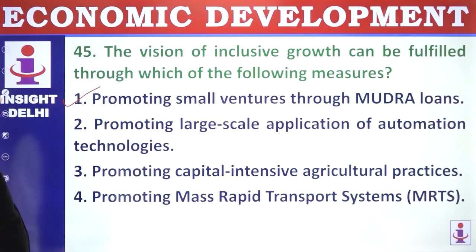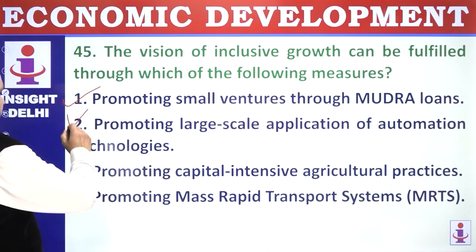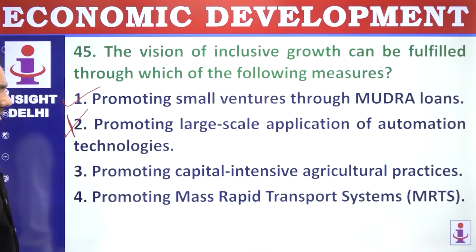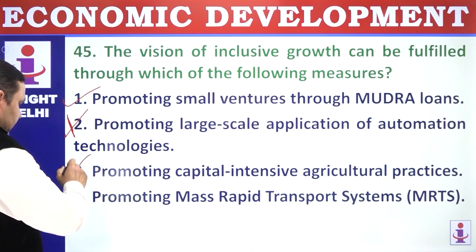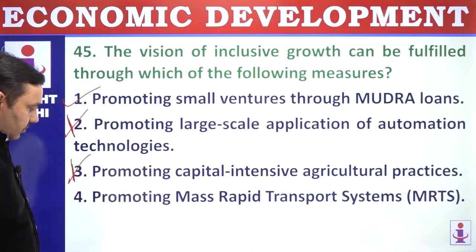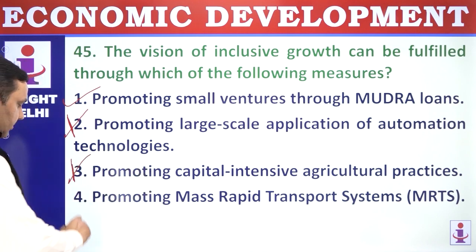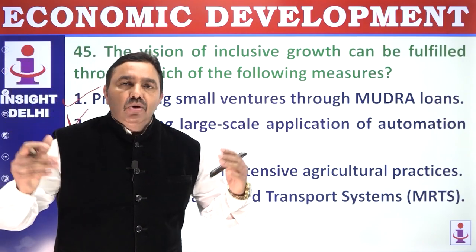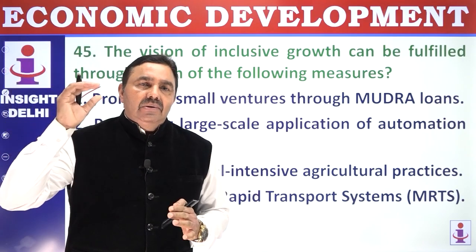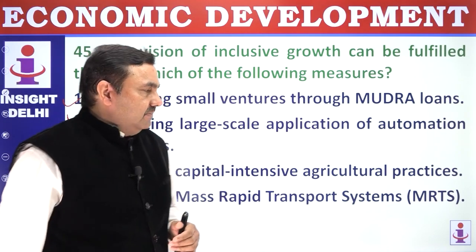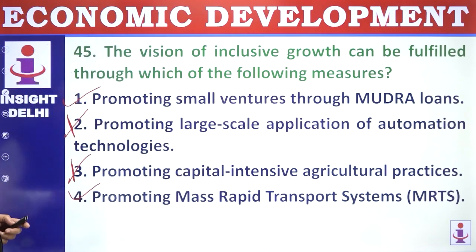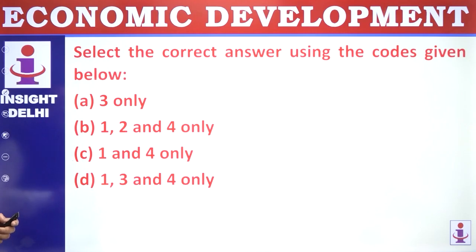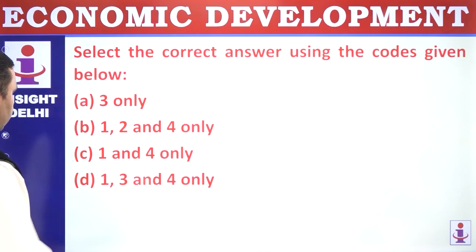Promotion of large scale application of automation? No, automation should be avoided, and manual production should be increased. Promoting capital intensive? No, non-capital intensive, because then only people can get jobs. Promoting mass rapid transport system so that villagers and people living in remote areas can come and work in cities and go back to their houses. That is how inclusive growth happens. So the option here is 1 and 4, correct answer 1 and 4.